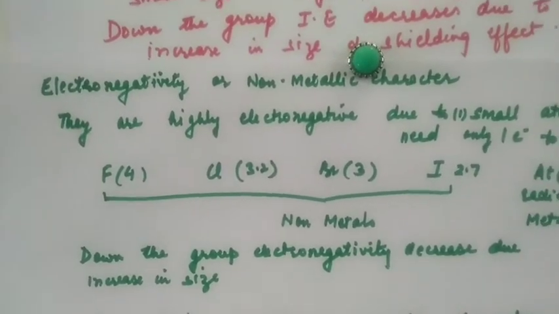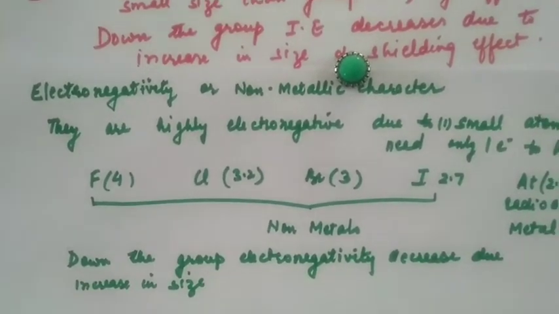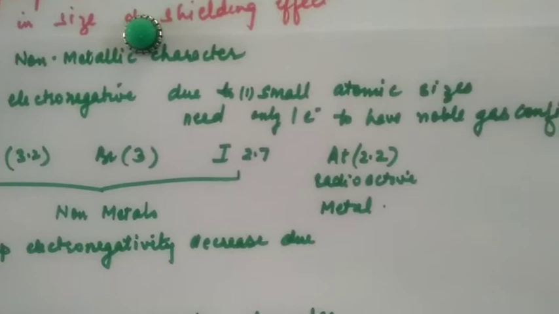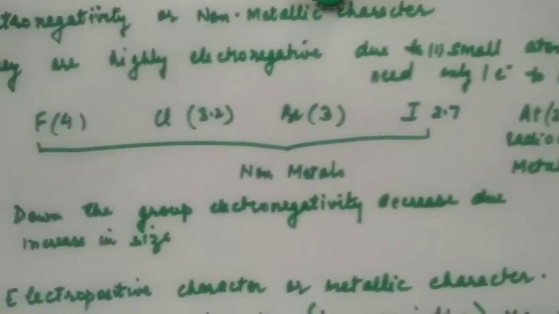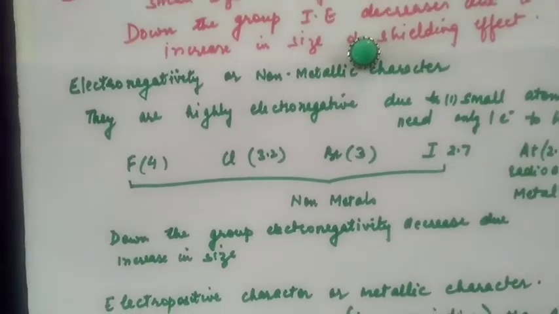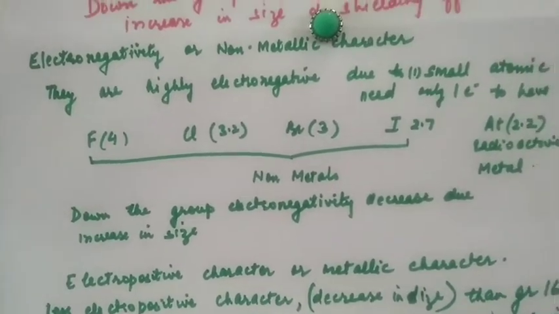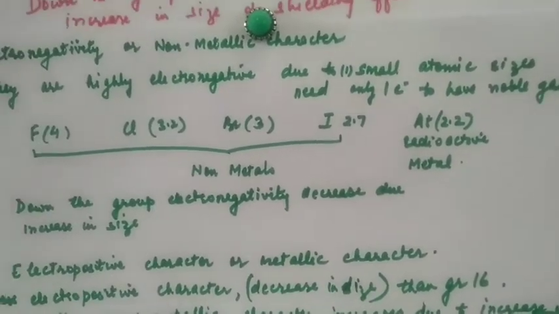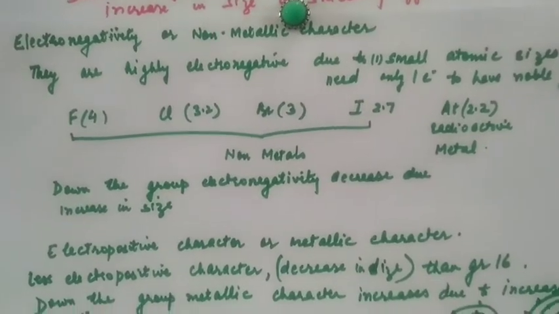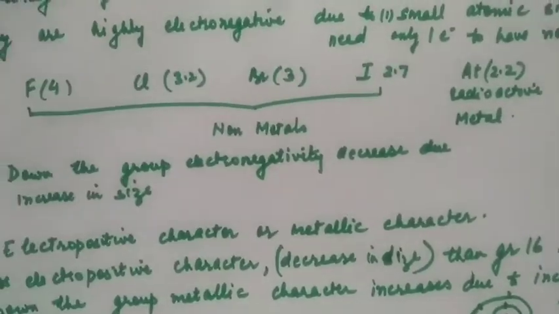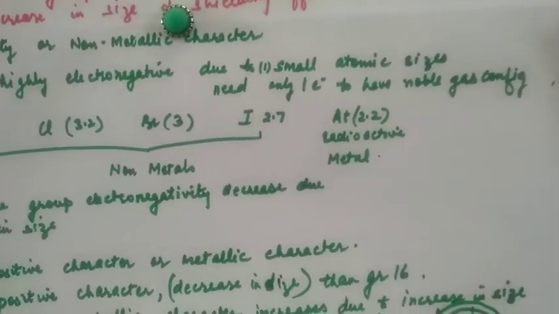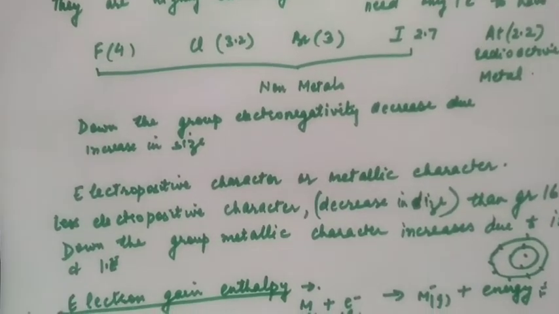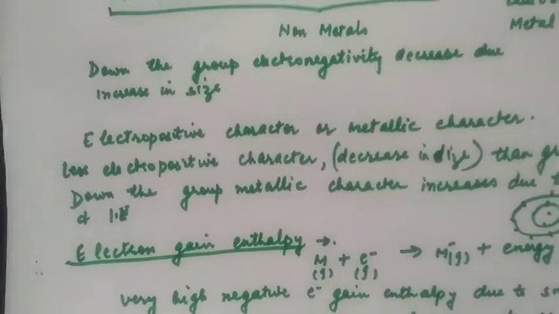Electronegativity or non-metallic character. Elements of group 17 are highly electronegative due to small atomic sizes, and they need only one electron to acquire a noble gas configuration. Fluorine's electronegativity value is 4, chlorine 3.2, bromine 3, iodine 2.7, and astatine's value is low, 2.2. So because of high electronegativity, these act as non-metals. Astatine, having low electronegativity, is a radioactive metal. Down the group, electronegativity decreases due to increase in size.